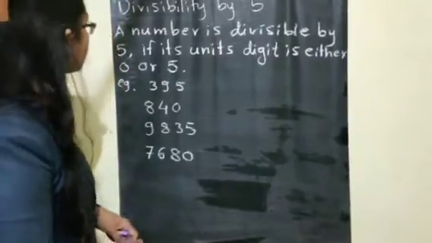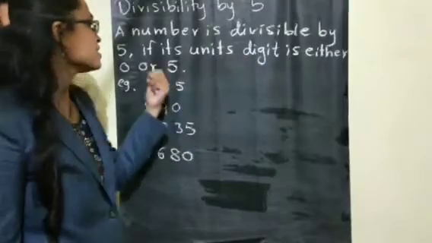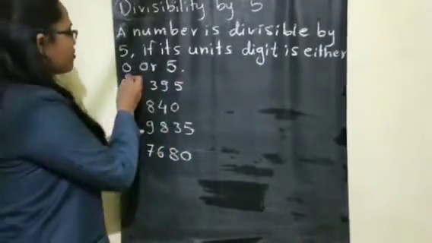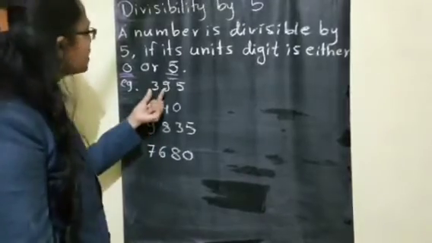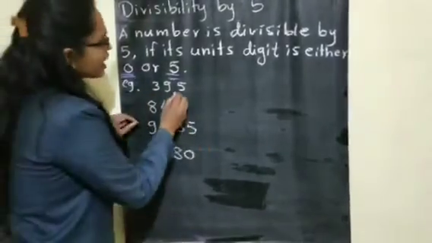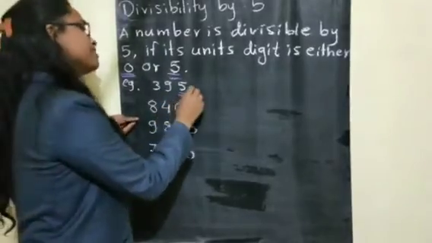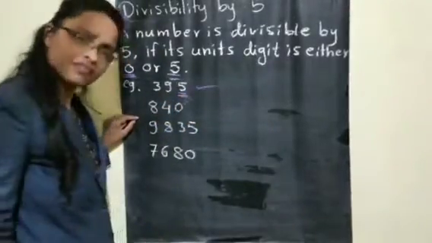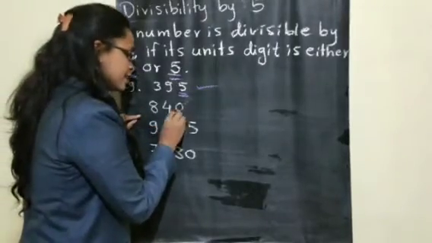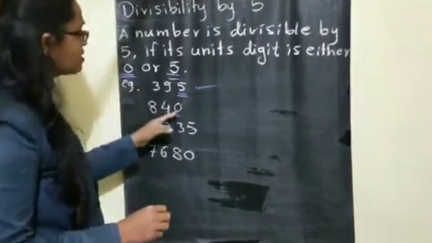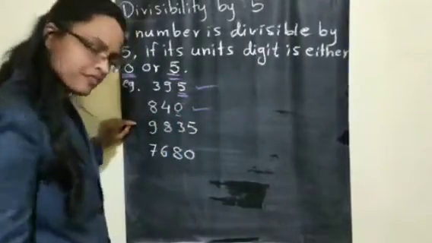Let us see now. See here, a number is divisible by 5 if its units digit is either 0 or 5. Either 0 or 5, children. So example, 395. Check out only with the ones place. Here the number is 5, means yes, it is divisible by 5. 840. Yes, here the ones place, unit place, the number is 0, means yes, it is also divisible by 5.